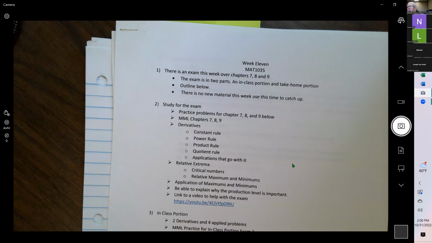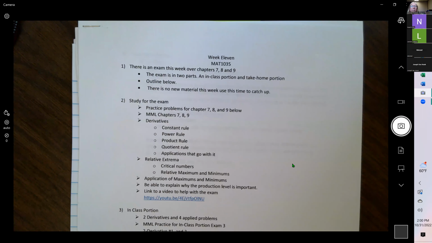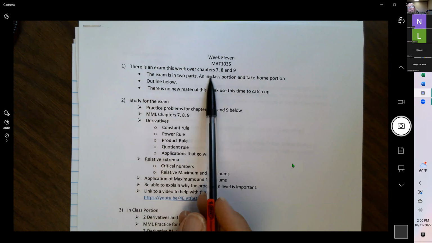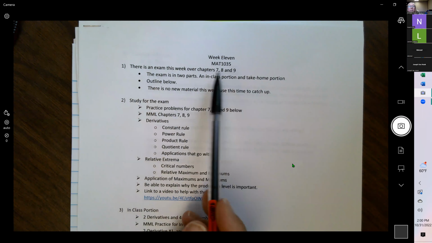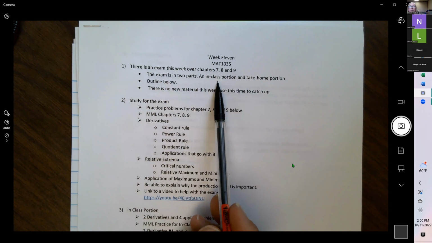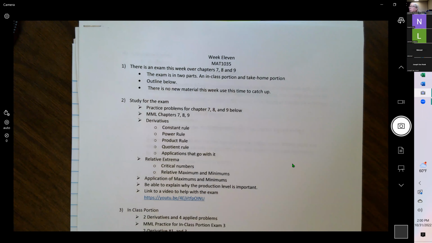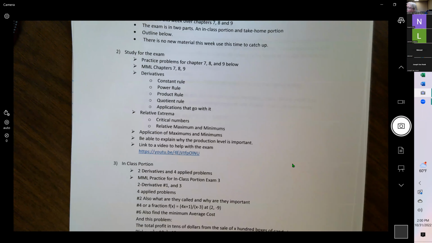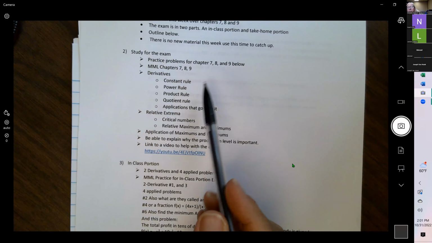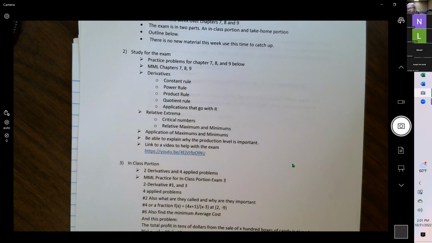On As You Learn, there's an outline for the exam. There's an exam this week over 7, 8, and 9. It's in 2 parts, just like the other ones. The in-class portion is Friday, and the take-home is due on Sunday. This talks about everything we've covered in 7, 8, and 9.